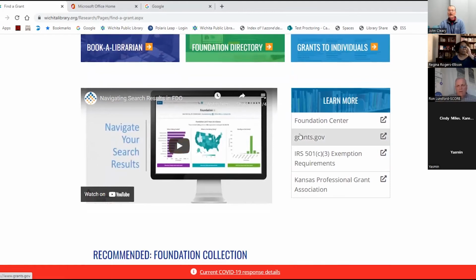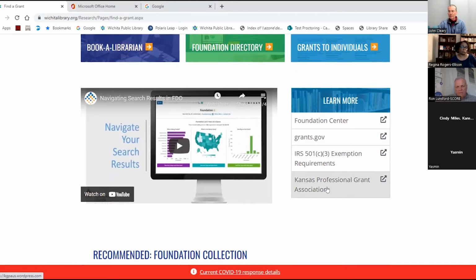The grants.gov is the public domain of finding grants. So if you go to grants.gov, you can get local, county, state, and national federal government grants. We also have some information about IRS 501c3 exemption requirements. And we have a link here to the Kansas Professional Grant Association.